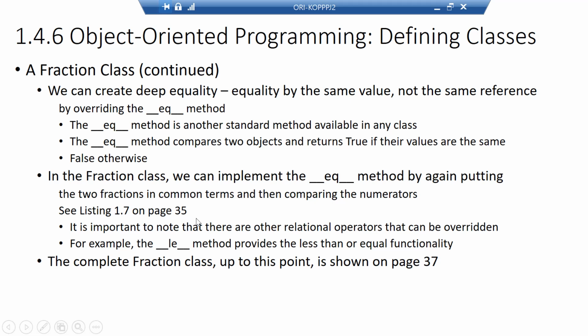So in the fraction class, we can implement the equal method by again putting the two fractions in common terms and then comparing the numerators. This is, like I said, on page 35. It's important to note that there are other relational operators that can be overridden, for example, the LE, less than or equal functionality. The complete fraction class up to this point is shown on page 37. So you drop down here in the book and you can look at that.